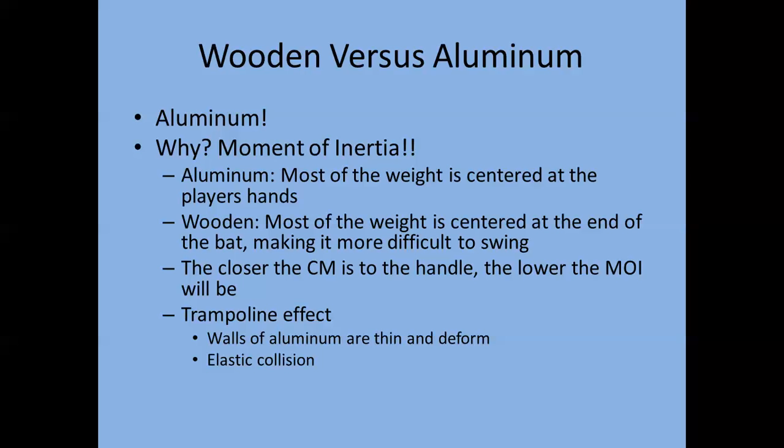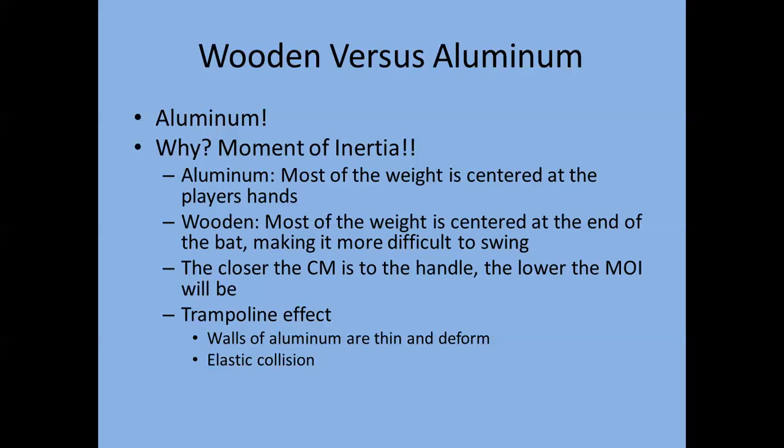The last topic that I would like to cover from the lecture was the difference between wooden and aluminum bat performance. An aluminum bat outperforms wooden bats. One of the reasons for this has to do with the center of mass of each bat and its moment of inertia. The aluminum bat has most of its weight centered at the player's hands, where a wooden bat has most of the weight centered at the end of the bat. Therefore, an aluminum bat has a lower moment of inertia and is easier to swing than a wooden bat.